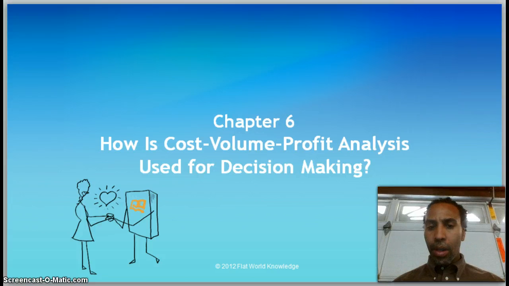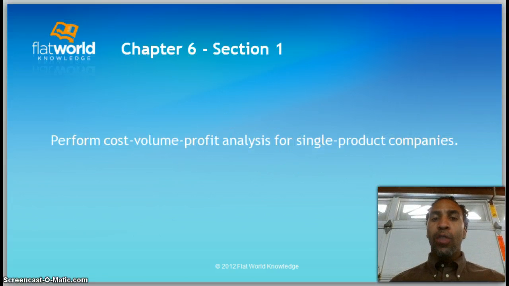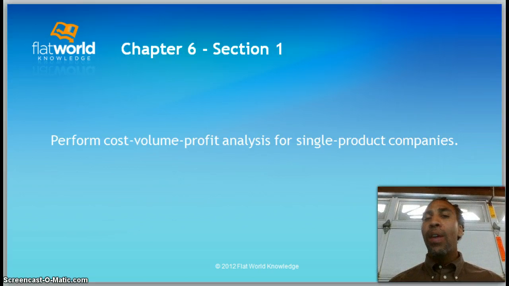All right. So perform a cost volume profit analysis for single product companies. So you have some companies that only produce one product, and you have other companies that produce more than one. Obviously, it'll be a little bit easier to complete this process for companies that only have one product. But we'll start there. That's our basis. That's where we'll learn from, and then we can move on to companies that have more than one product.